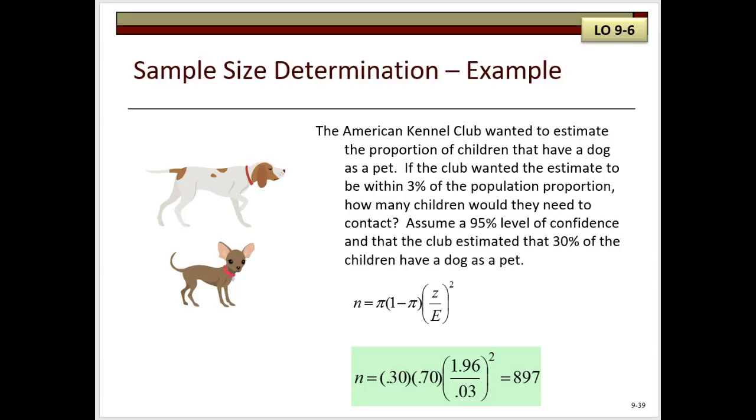What this means is that the AKC will need to contact 897 children in order to estimate the true proportion of children that have a dog as a pet and still be within 3 percentage points of the true proportion and be 95% confident of the estimate.